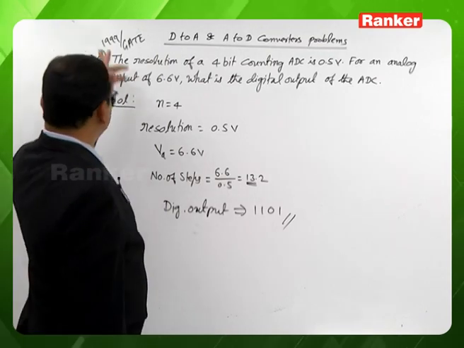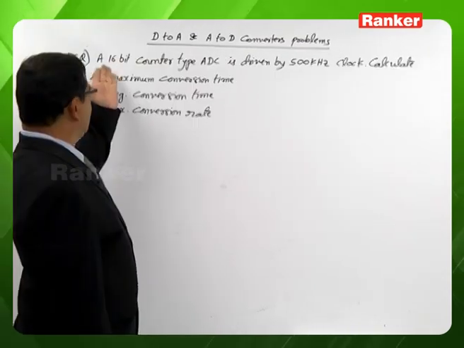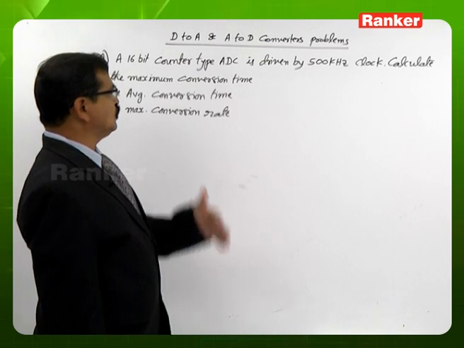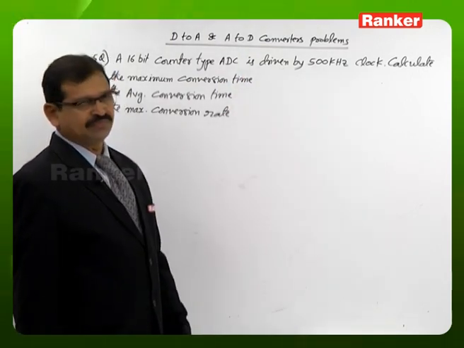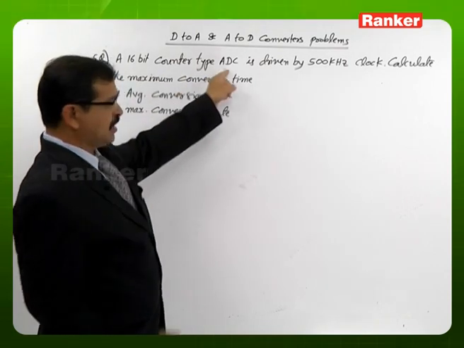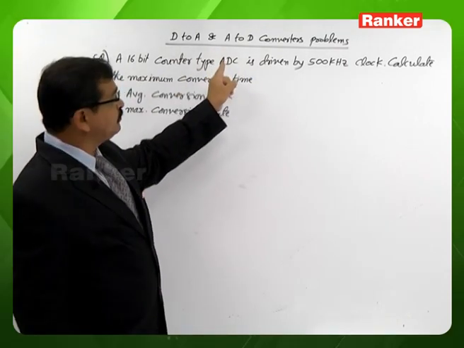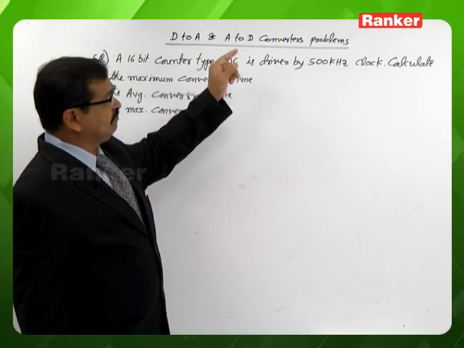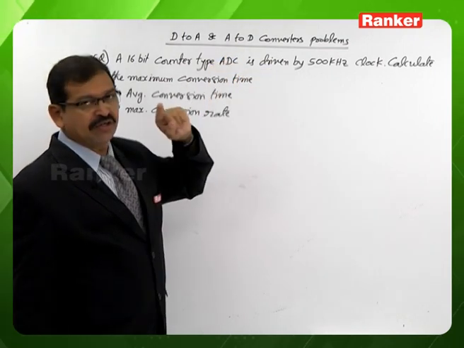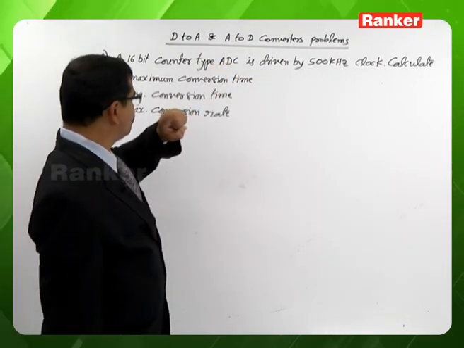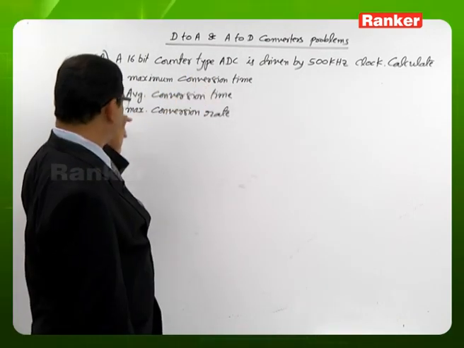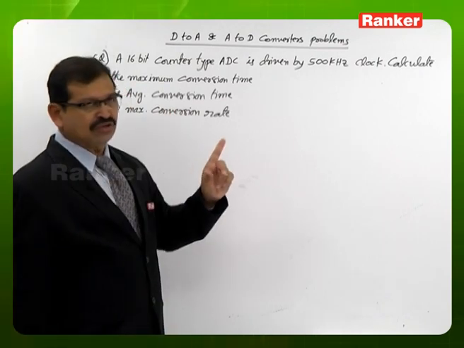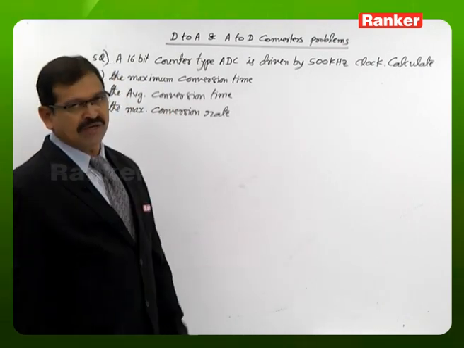It was a question in the 99 GATE exam. A 16-bit counter type analog to digital converter is driven by a 500 kHz clock. So we have an analog to digital converter of the counter type, and the system uses a 500 kHz clock. The question is, we need to calculate the maximum conversion time, second, the average conversion time, and third, the maximum conversion rate.